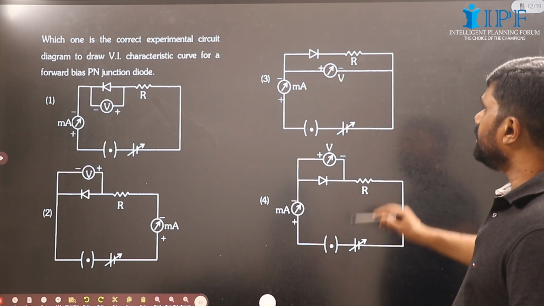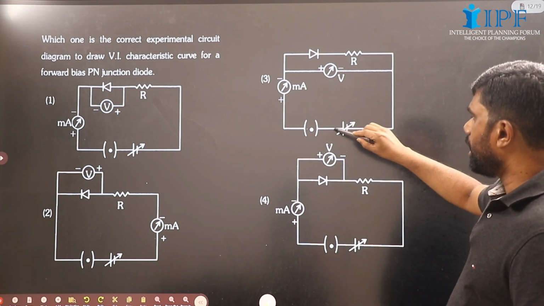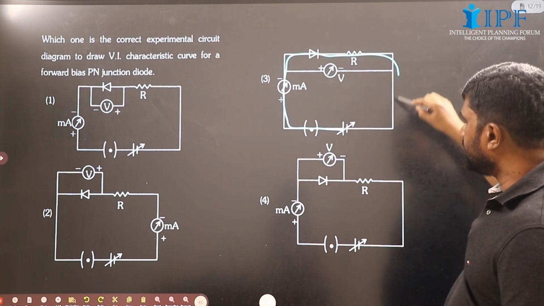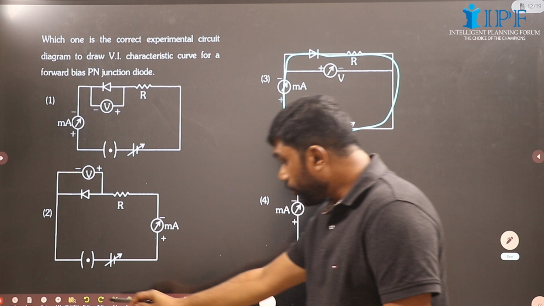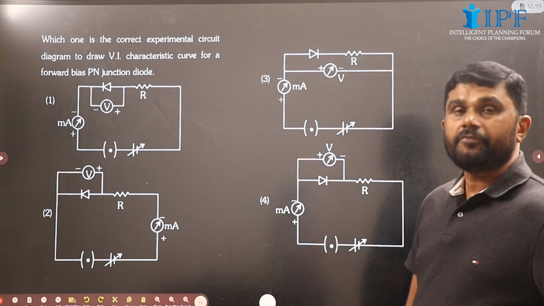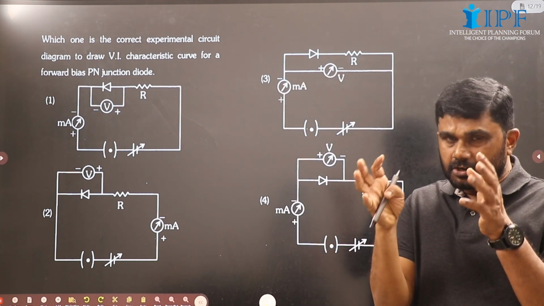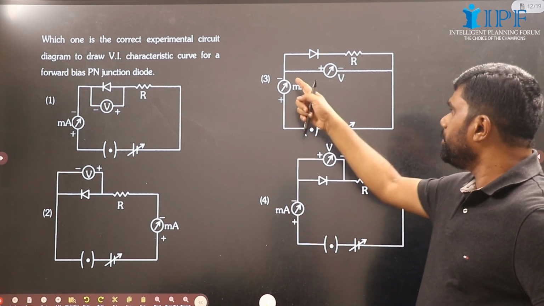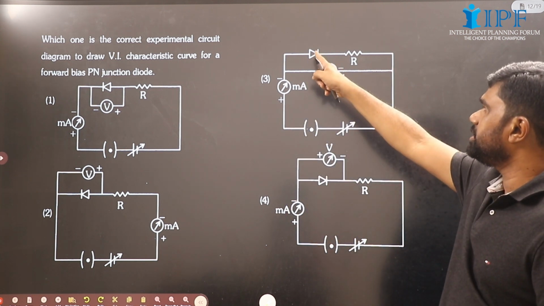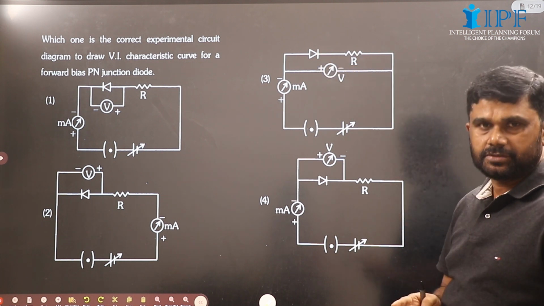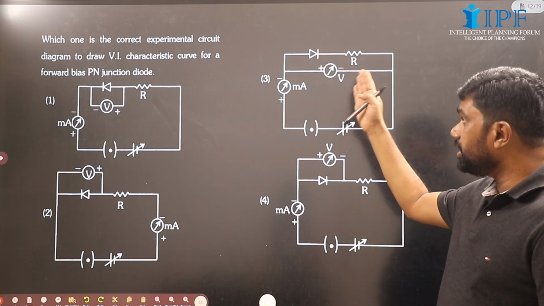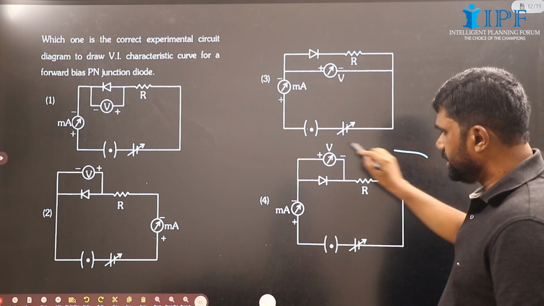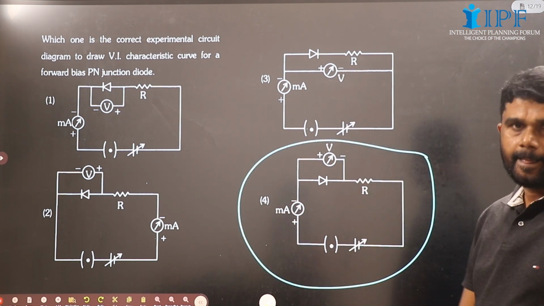And here we have positive connected to the P side and negative connected to the N side. It is forward biased, but we have to measure the voltage across the diode and the current through the diode. But here the voltmeter is connected across the series combination of diode and resistance. So this won't be reading the voltage across the diode. So this also cannot be used. Then this must be perfect.